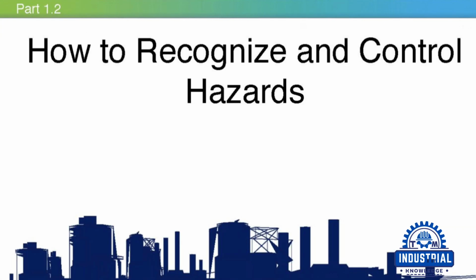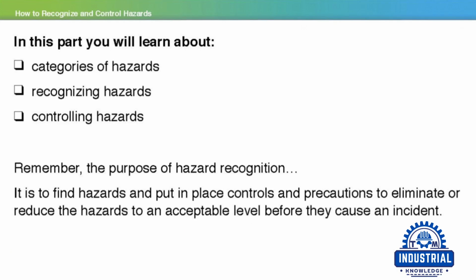How to recognize and control hazards. In this part you will learn about categories of hazards, recognizing hazards, controlling hazards. Remember the purpose of hazard recognition. It is to find hazards and put in place controls and precautions to eliminate or reduce the hazards to an acceptable level before they cause an incident.